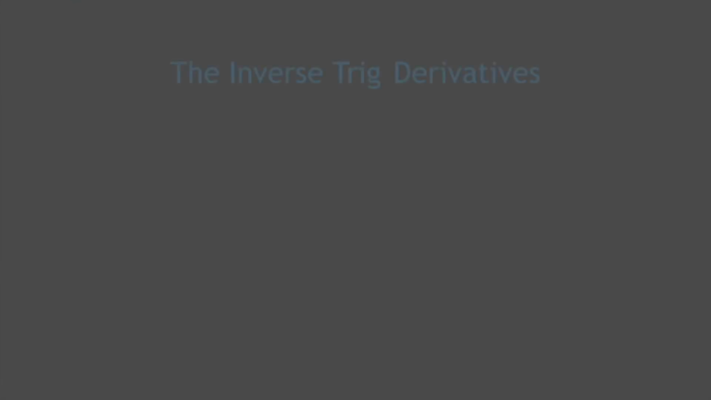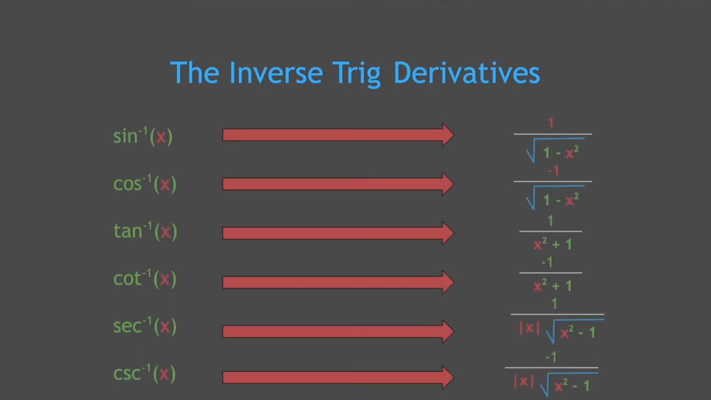Let's recap all of the inverse trig derivatives that we found in this video. So to bring up our table, the derivative of the inverse sine of x is equal to 1 divided by the square root of 1 minus x squared. The derivative of the inverse cosine of x is equal to negative 1 divided by the square root of 1 minus x squared. The derivative of the inverse tangent of x is equal to 1 divided by x squared plus 1. The derivative of the inverse cotangent of x is equal to negative 1 divided by x squared plus 1.